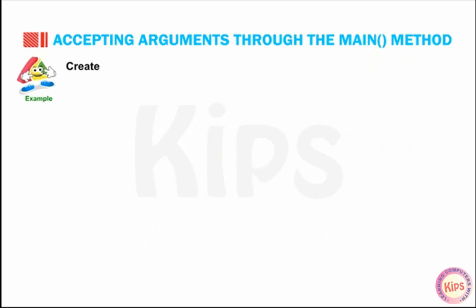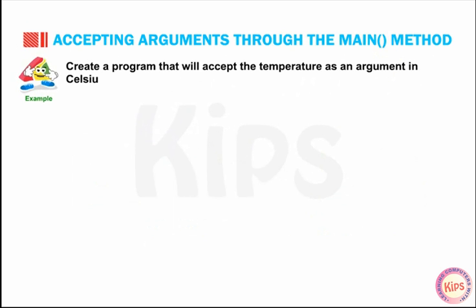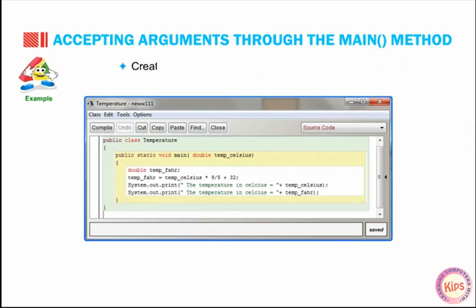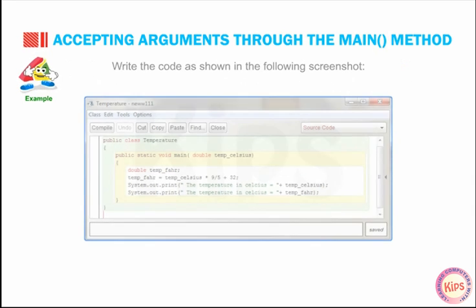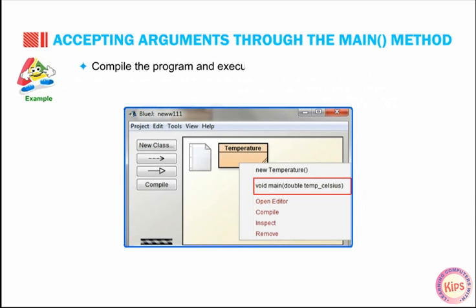For example, create a program that will accept the temperature as an argument in Celsius and convert it into Fahrenheit. Create a new project and add a new class to it. Write the code as shown in the following screenshot. Compile the program and execute it through its main method.